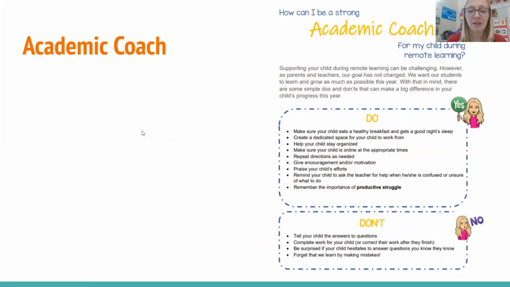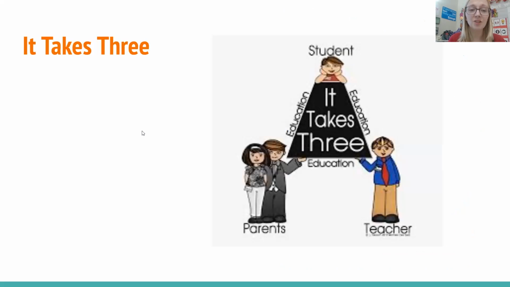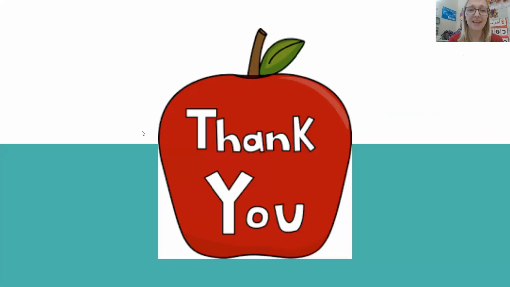Just a few reminders on how to be an academic coach as well. It's what we talked about at Miss Barry's back to school night. And then just remember, it takes 3. Each person has 33.3333% of having your child's learning grow. I only have a third. You have a third. And your kid has a third. Each of us has to do our part to help make sure that the growth and learning just zoom right up.